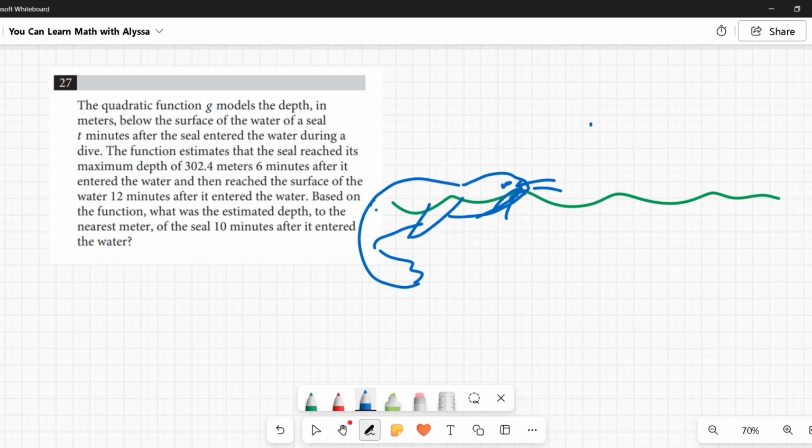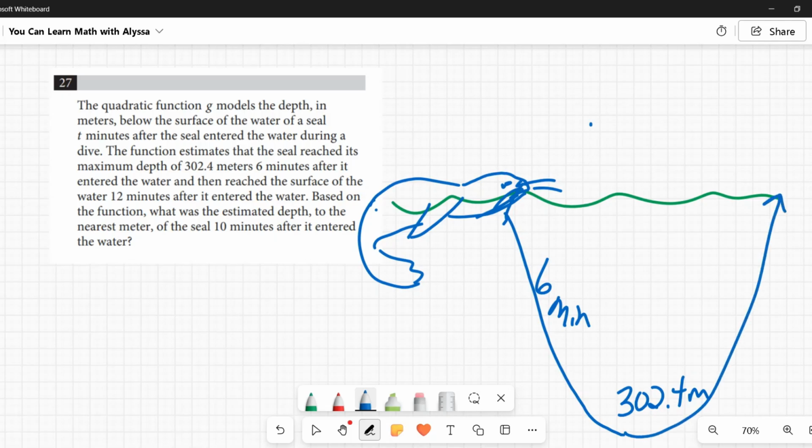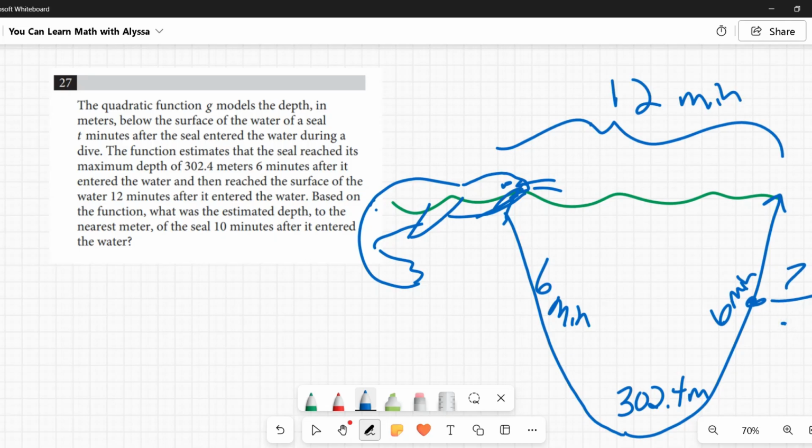But anyway, all right. So there is a seal at the surface of the water. In reality, this seal dives down, and it takes it 6 minutes to go all the way down to 302.4 meters, and then it comes back up, and it reaches the surface a total of 12 minutes after it entered the water. So it took another 6 minutes to go up, and this whole thing took 12 minutes total to go all the way down and come all the way back up. And they're wanting to know, where was it at 10 minutes? So like around here, how deep was it? That's our question. How far down was this?